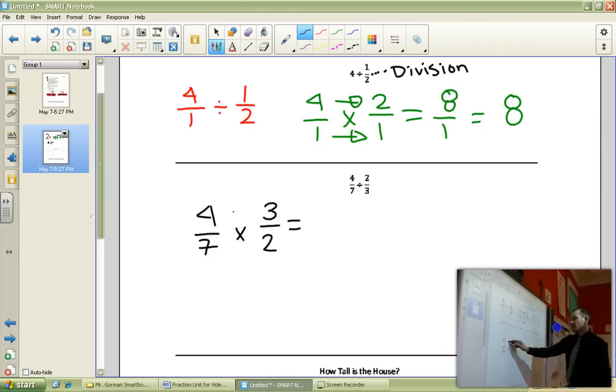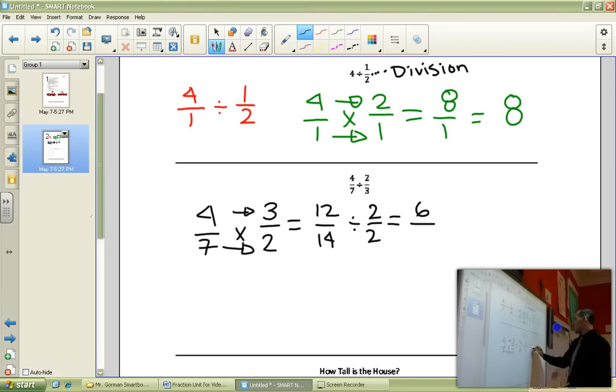4 times 3, straight across, 12. 7 times 2, excuse me, is 14. We need to reduce it. Your greatest common factor is 2, divided by 2 over 2. It's going to give you 6/7. And sure enough, our answer is just a little bit larger than it was before. Instead of only 4 out of 7 parts, now we have 6 out of 7 parts.